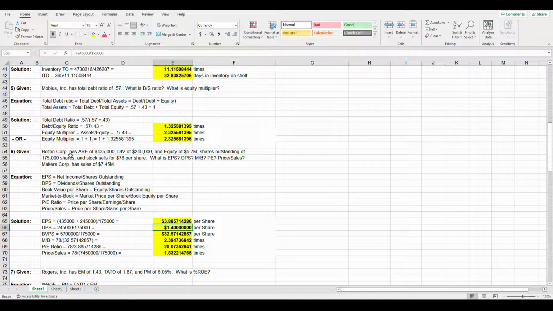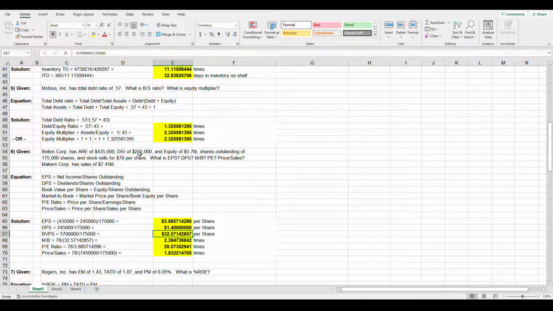Very important ratio. Dividend per share, or simply the dividend dollars divided by shares outstanding. $245,000 of dividends divided by 175,000 shares outstanding, and I get $1.40 even per share. Book value per share. Book value is the same thing as equity. Equity has many different names. It's commonly referred to as shareholders' equity, stockholders' equity, book value, net book value.